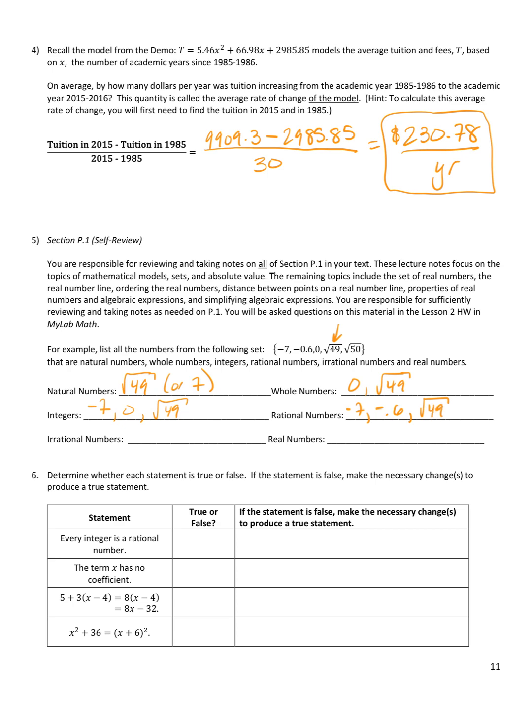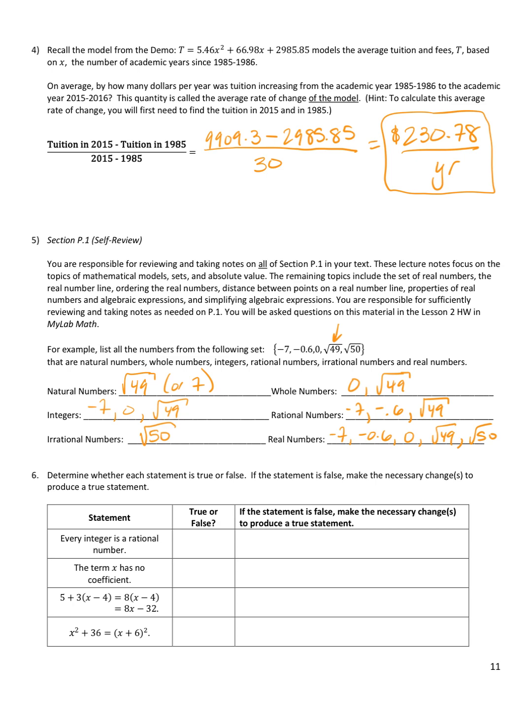Square root of 50 is not, so I cannot write that as a fraction. So it is going in the list of irrational numbers. And finally, the real numbers, which is all of them. So it would just be negative 7, negative 0.6, 0, radical 49, and radical 50.